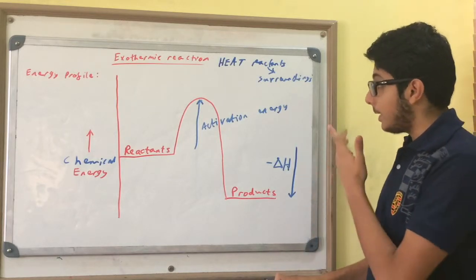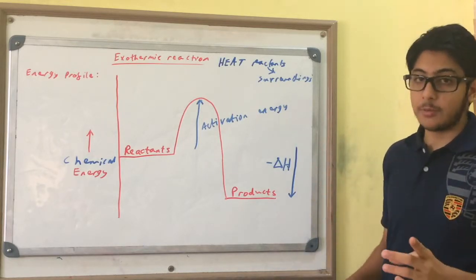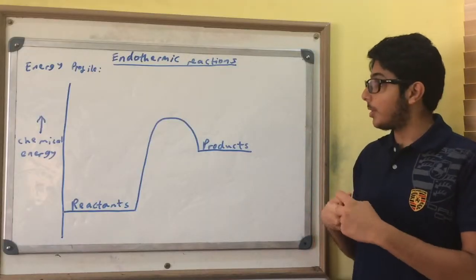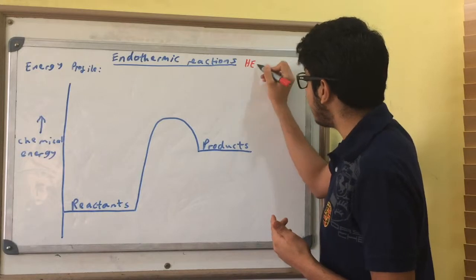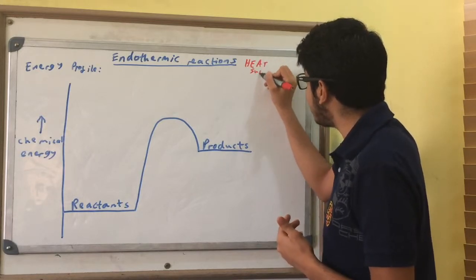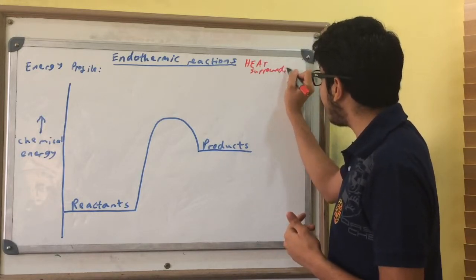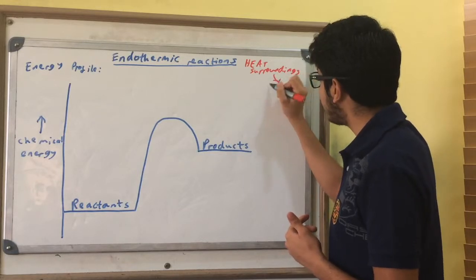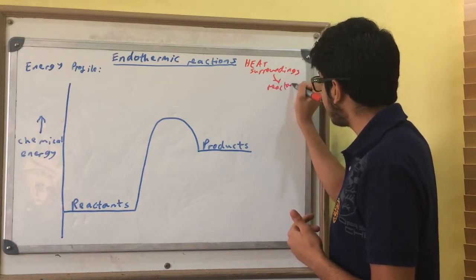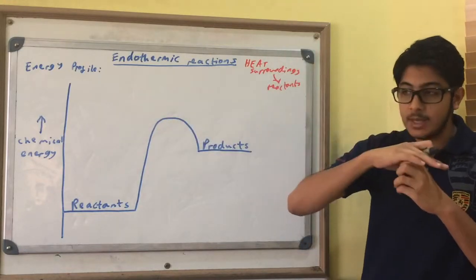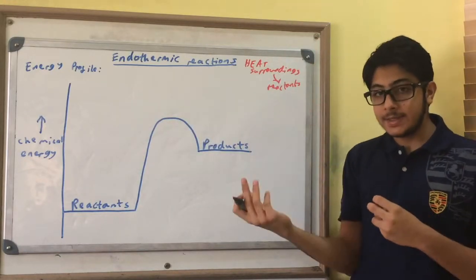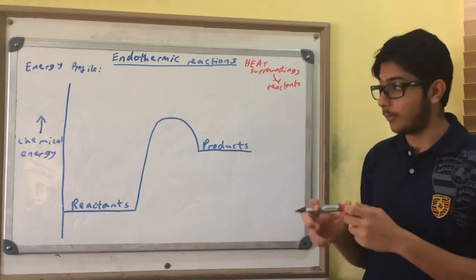So, now I'm going to move on to endothermic reactions. Okay, so an endothermic reaction is when heat is taken in from the surroundings to the reactants. And because you're taking heat from the surroundings, the surroundings will have less heat, and so they will be colder.